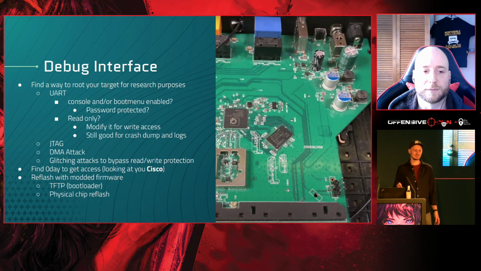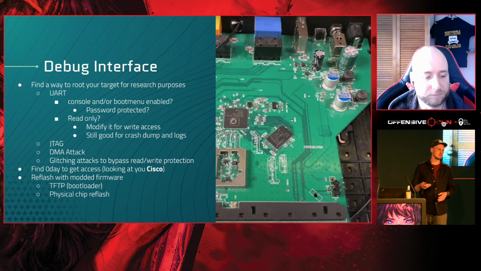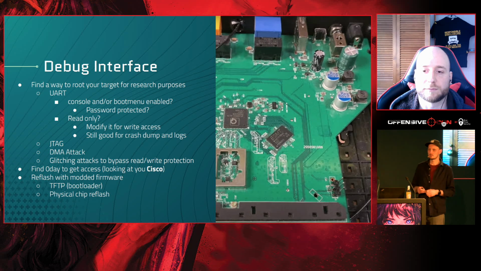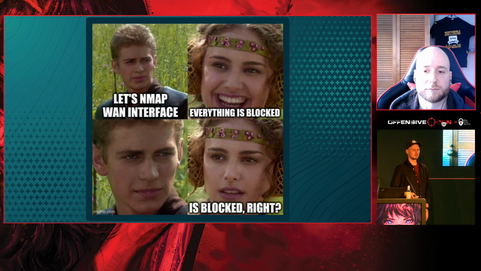And apart from UART, you can try to find the JTAGs, do some DMA attacks, glitching, so anything that gives you an advantage for the research purposes of the target. If nothing of that works, just try to find a 0 day on a component which is not important for you. That's how we got access on Cisco. We attached UART, there was nothing, and then we found a 0 day on another component, enabled telnet, and we had full root access on the device. Or you can always try to reflash the modded firmware via TFTP if you have access to the bootloader, or a physical chip reflash.